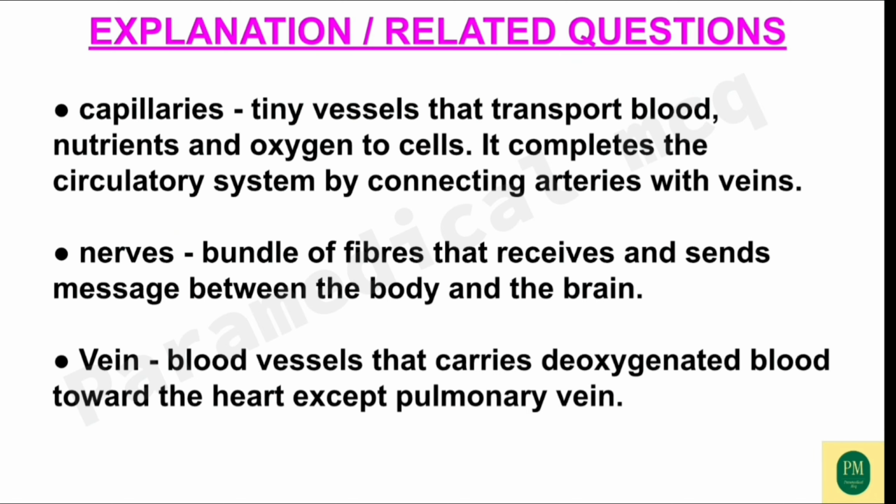Capillaries, tiny vessels that transport blood, nutrients, and oxygen to cell. It completes the circulatory system by connecting arteries and veins. Nerves, bundle of fibers that receives and sends message between the body and the brain. Vein, blood vessels that carries deoxygenated blood toward the heart except pulmonary vein.